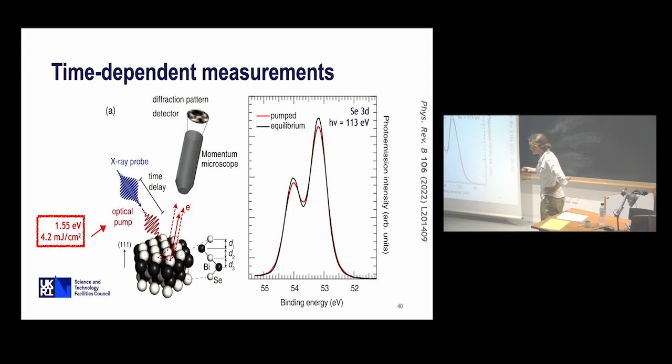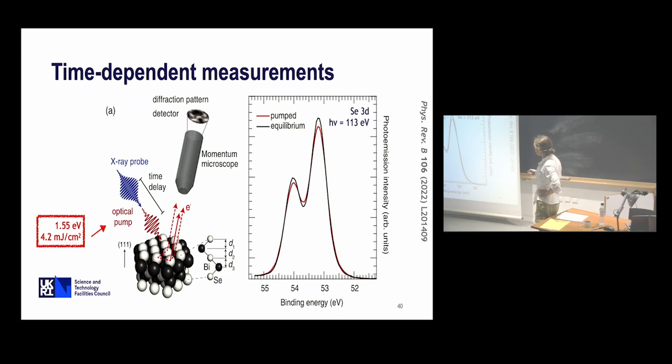Okay. And then the data we get looks something like this. So here is a cartoon of our setup. Here is our quintuple layer, and our detector is here. We have our diffraction appearing all at once, collecting all angles simultaneously, our pump and our probe.